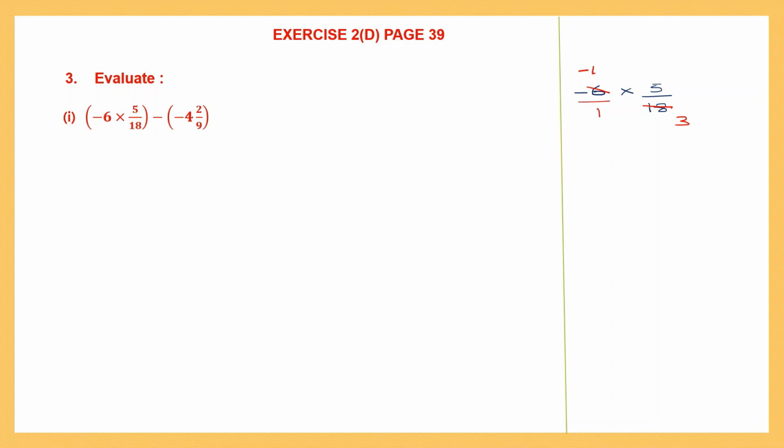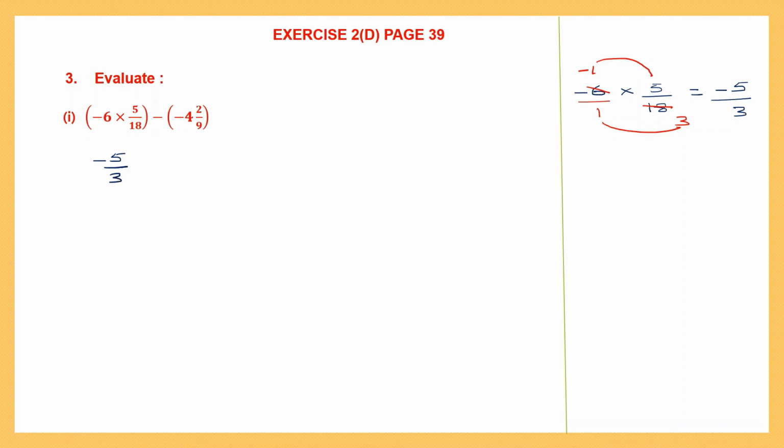Now we can multiply the numerators, minus 1 into 5, and 1 into 3, the denominators. So the numerator minus 1 into 5 will be minus 5. 1 5s are 5 and denominator 1 3s are 3. So here we have removed brackets and we have minus 5 by 3.